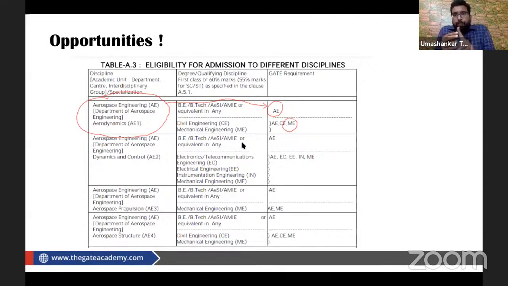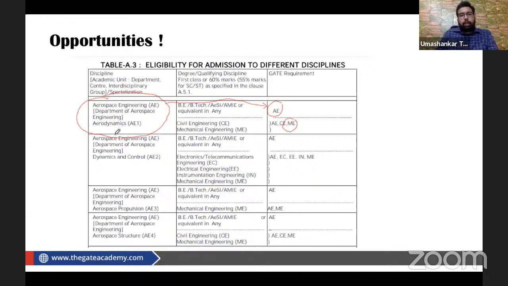Now if you are unable to perform well in the first primary paper of mechanical engineering, and you somehow perform well in the second paper, that is aeronautical engineering, then on the basis of that score you can take admission in this, right, my dear?